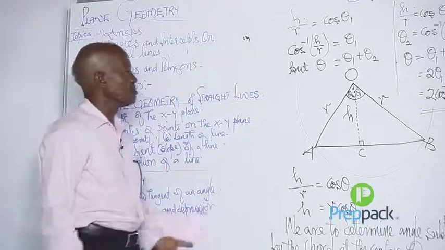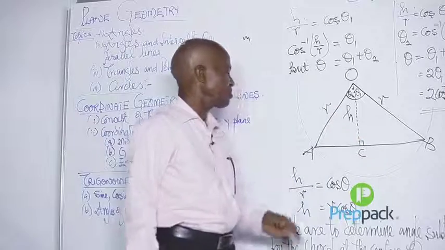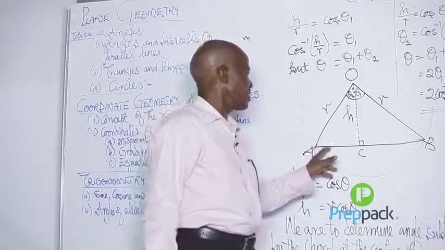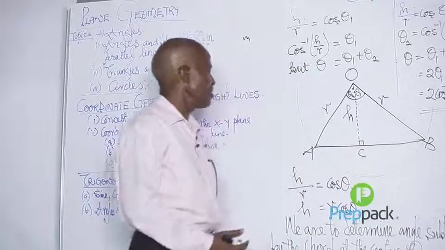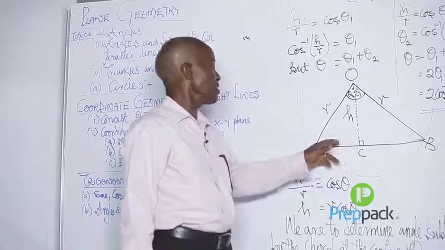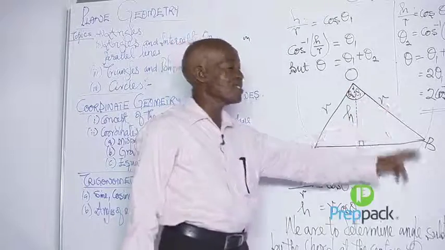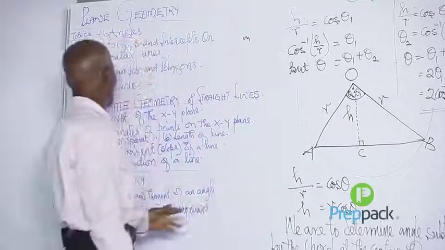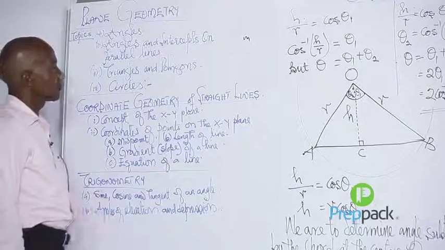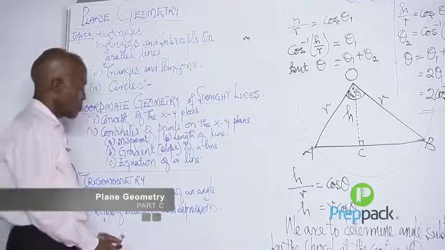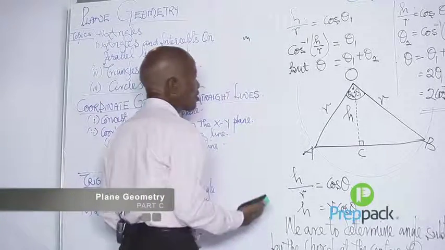And of course, with this idea, we can find the length AB. We can also find, if it is unknown, H. We can find R. That is all about the chord. Now, let's go on looking at some of the theorems.